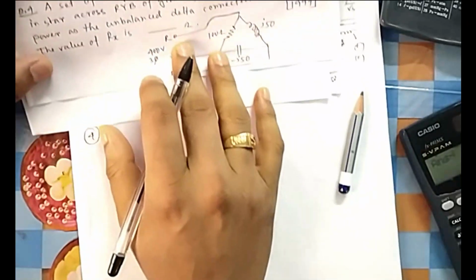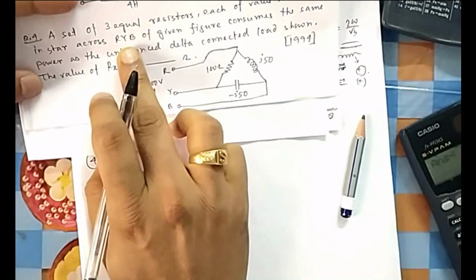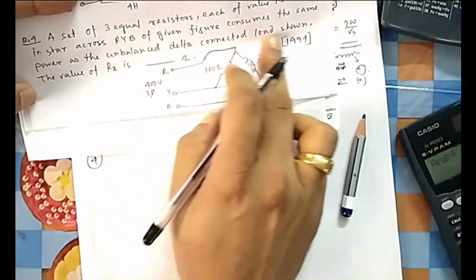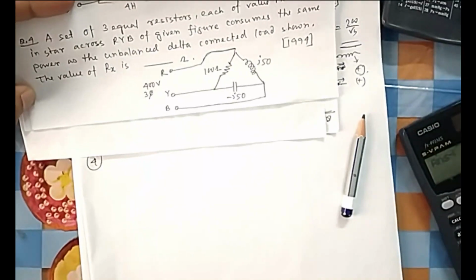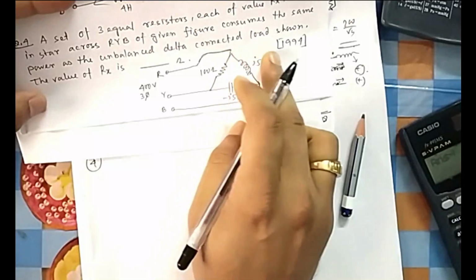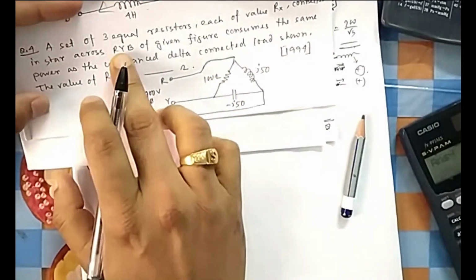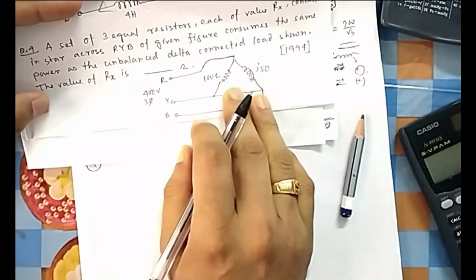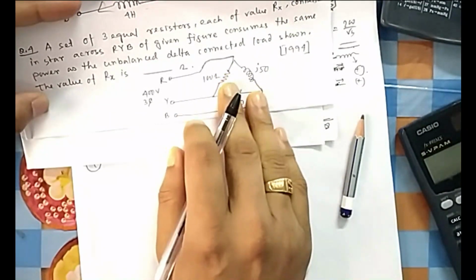In number 4, a set of 3 equal resistors each of value Rx is connected in star across R, Y, B in the given figure, and consumes the same power as the unbalanced delta connected load shown here. Find the value of Rx. So one connection they have given, they will connect now a star connection of Rx value, that should take the same power as it takes. So first let me calculate what power it takes.